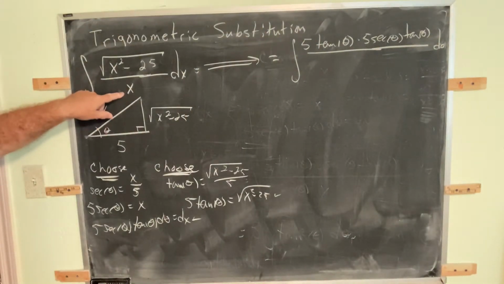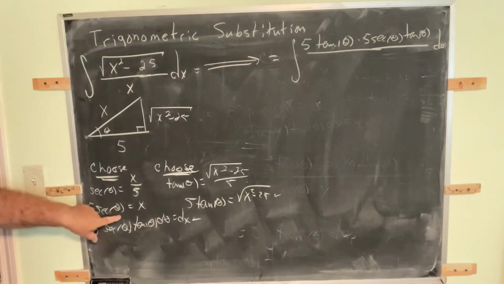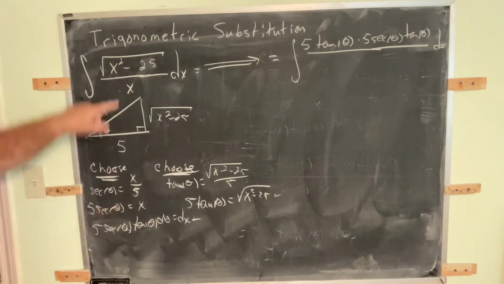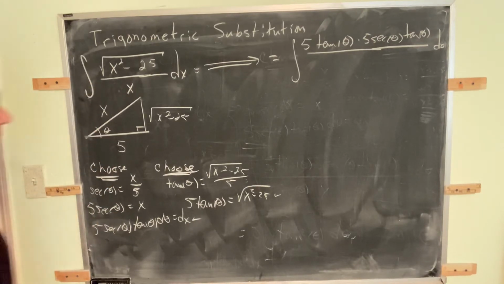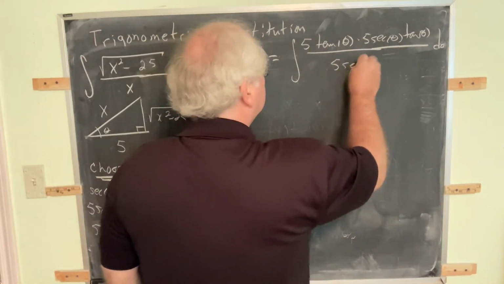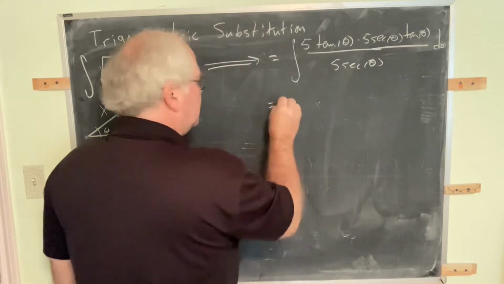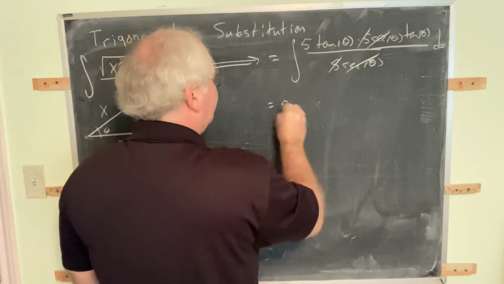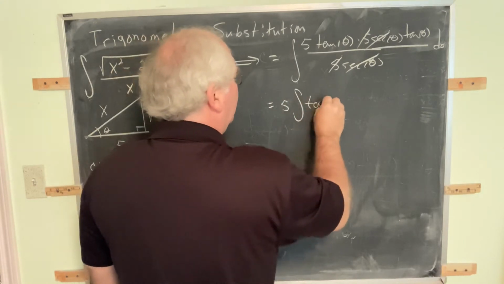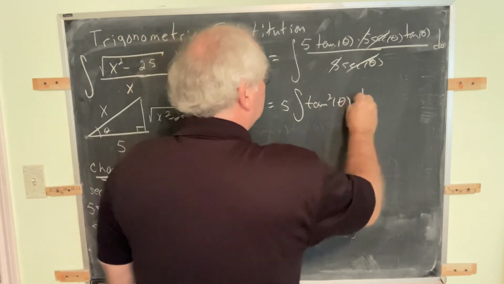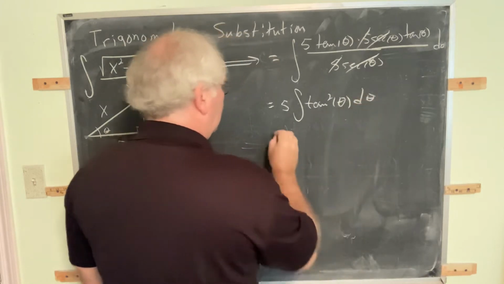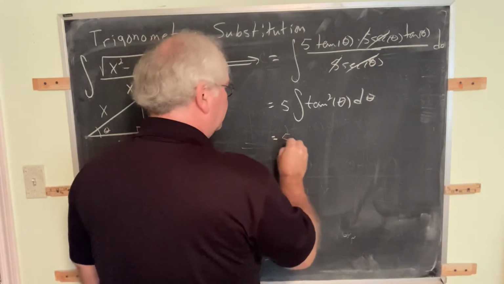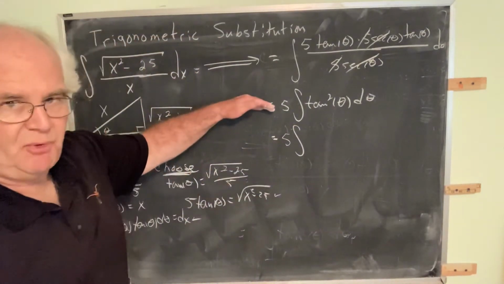If we had x squared here, then you would square both sides of this, right? If we had x to the third, you would cube both sides of this. So we have x, and x is equal to 5 secant theta. Simplify. Let's see, 5s go, secants go. This is 5 times the integral of tangent squared. And we can convert that into basic form. Proceed as we did with the previous section.